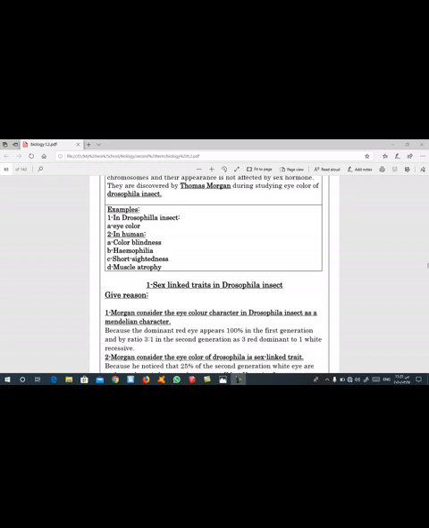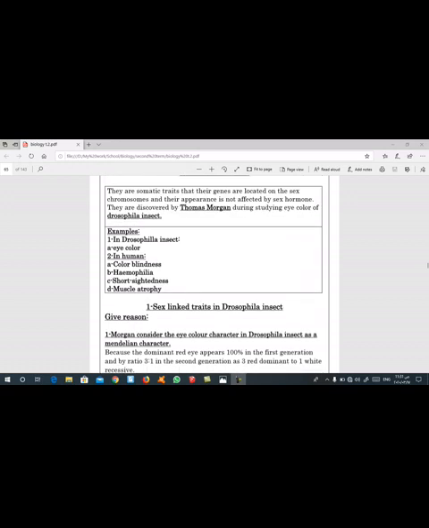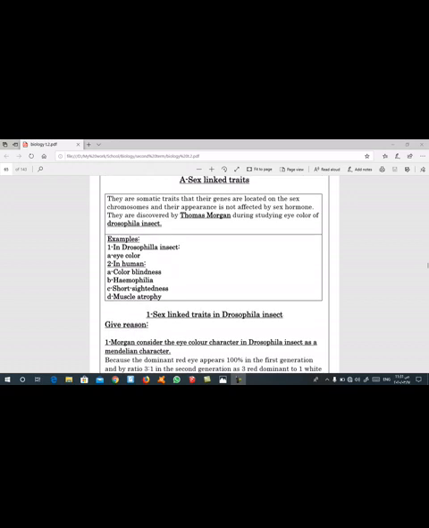In humans we have color blindness, hemophilia, short-sightedness and muscle atrophy. Color blindness means a difference in how we can see the colors. Hemophilia means a problem in the blood. Short-sightedness means seeing near places but not far. Muscle atrophy means a problem in controlling the muscles of the body. This is an example in insects, and these 4 examples in humans. These are known as sex-linked traits.